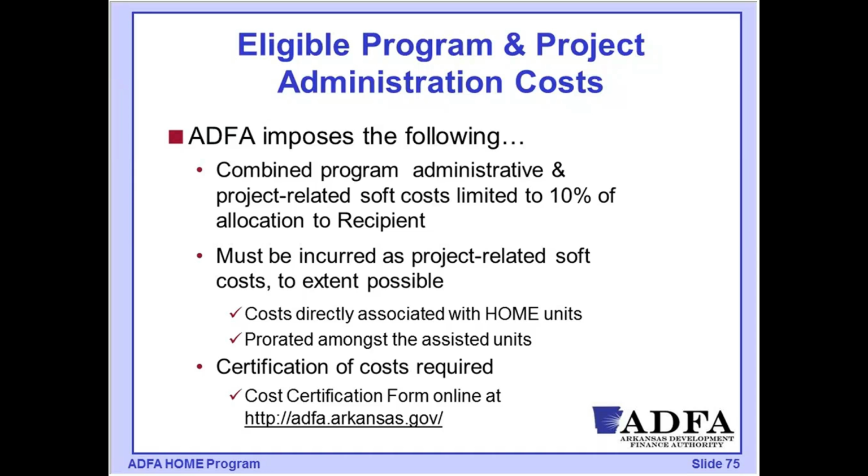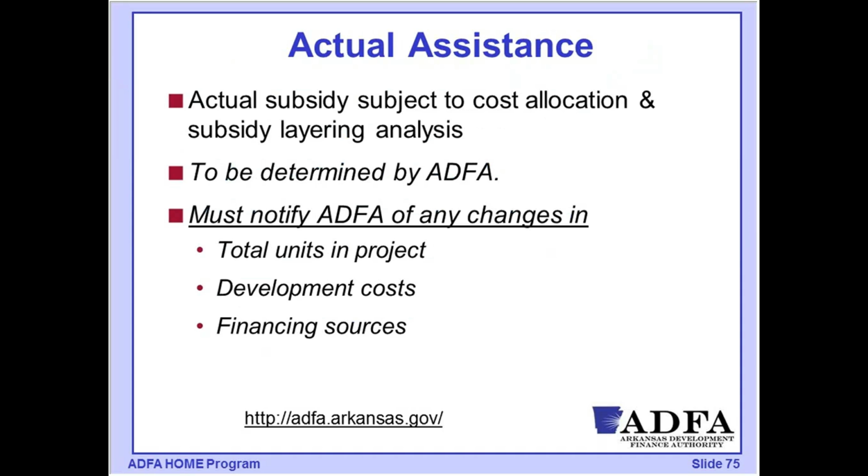Those costs might be something that are going to be prorated across the assisted units. So one way or another, you're going to have a methodology of showing how those costs are related and how you've divided those costs. There is the requirement of a certification of costs, and there's a form that can be found online at the ADFA Arkansas government site. Linkages are being provided as part of this, and you would utilize the ADFA form to provide certification of the costs that were being included.